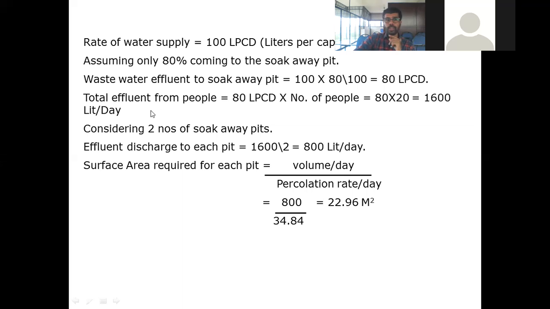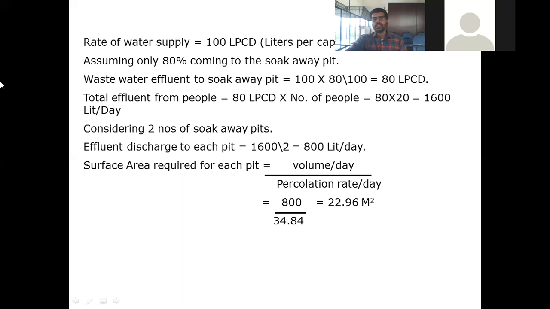So the total effluent from people will be how much? Number of people into 80. Number of people, how much? It is given in the question, it is 20 people. So the total effluent in liters per day will be 80 into 20 is equal to 1600. So 1600 liters per day is the total effluent from the people.